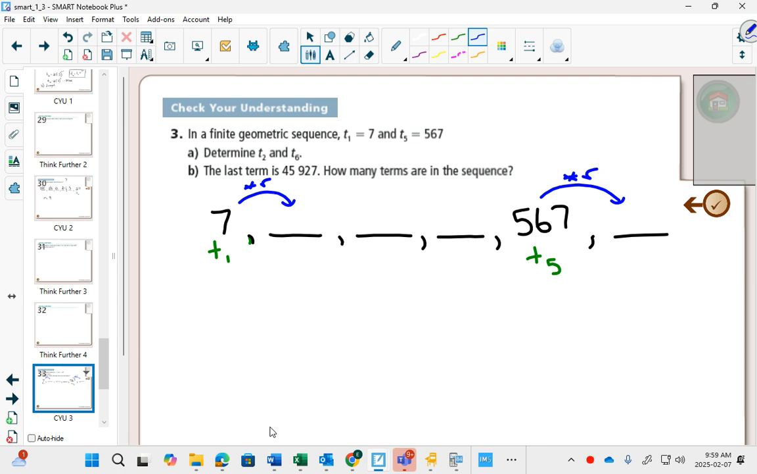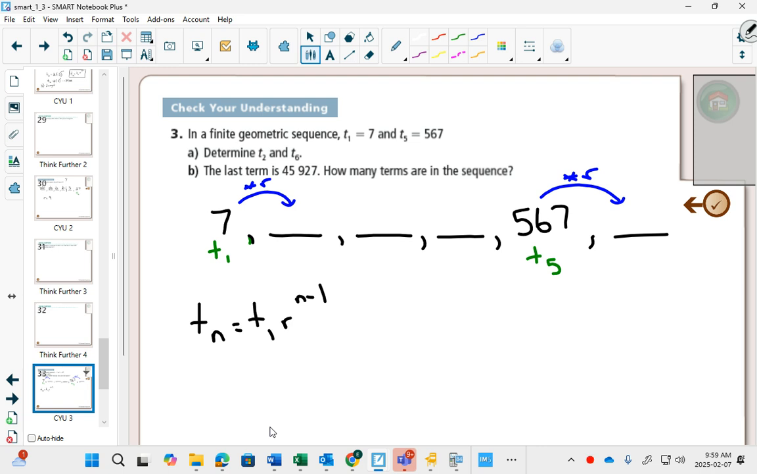So the first thing I would do is say, oh, I don't know r, maybe I could use my formula. So if I write out my formula, there's my formula. What do I know? Do I know term 1? Yes. Do I know another term? Yeah, I know term 5.